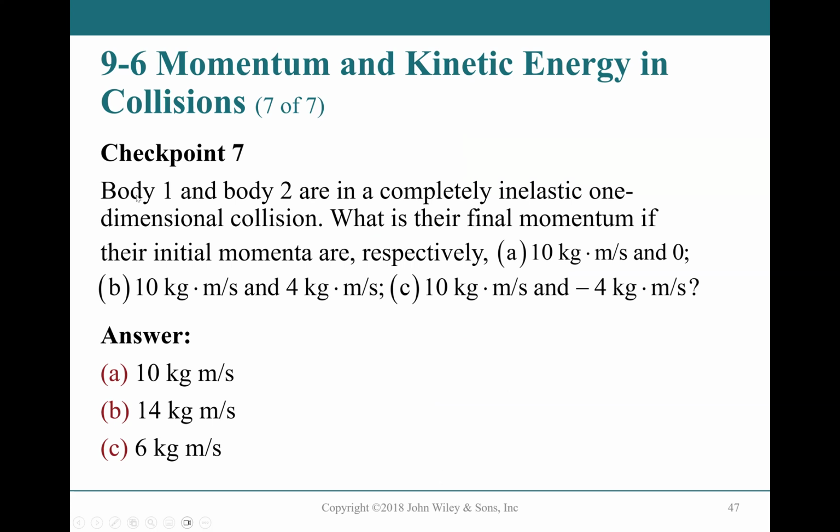So we have the checkpoint here. Body 1 and body 2 are in a completely inelastic one-dimensional collision. What is their final momentum if their initial momentums are 10 and 0, 10 and 4, and 10 and -4? This is very simple. You just add these two values because the momentum is conserved. So 10 plus 0 is 10, so the first answer is 10. 10 plus 4 is 14. And 10 minus 4 is 6.